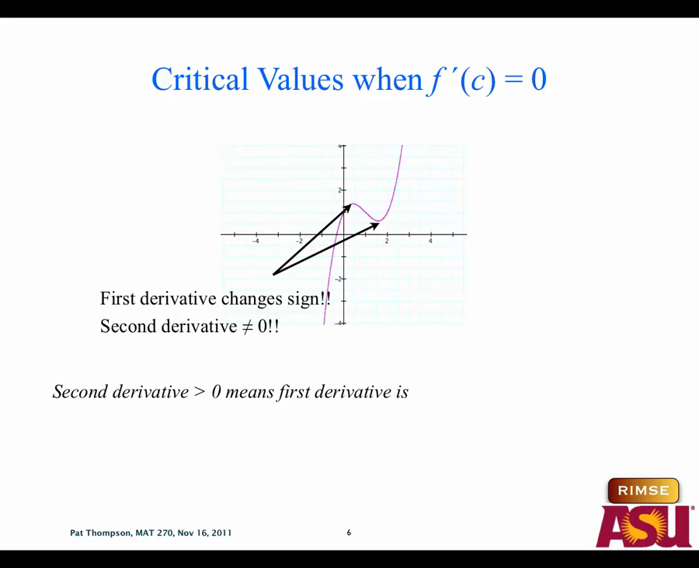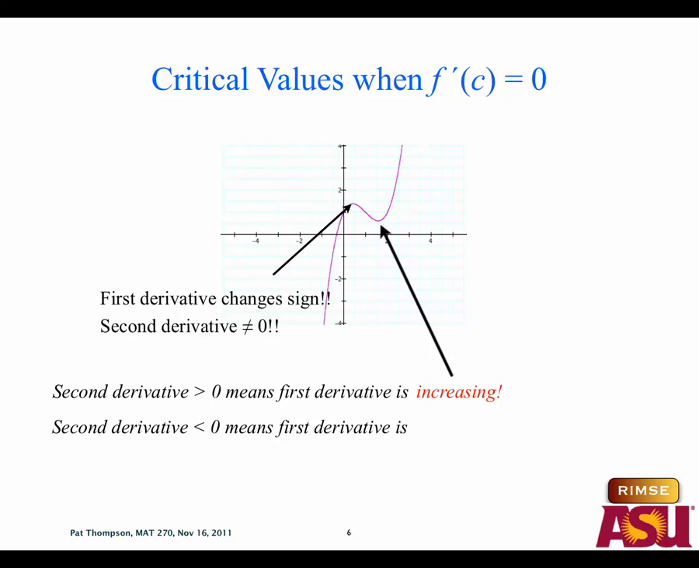Okay, so the second derivative, just to summarize, second derivative greater than 0 means the first derivative is doing what? It means the first derivative is increasing, and we have a local min. So if the first derivative is increasing and the second derivative is positive, we have a local min. And similarly, if the second derivative is less than 0, that means the first derivative is decreasing, and we have a local max.